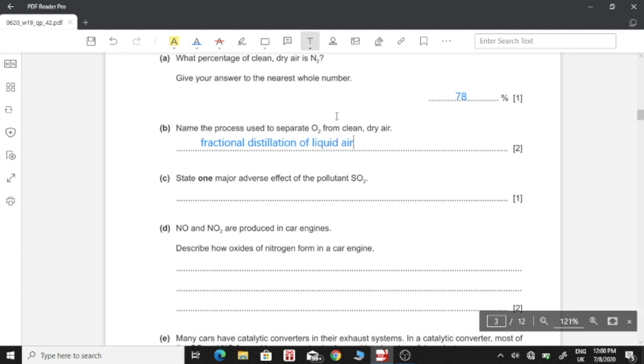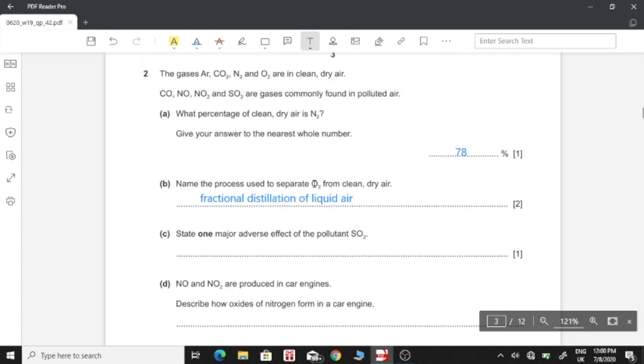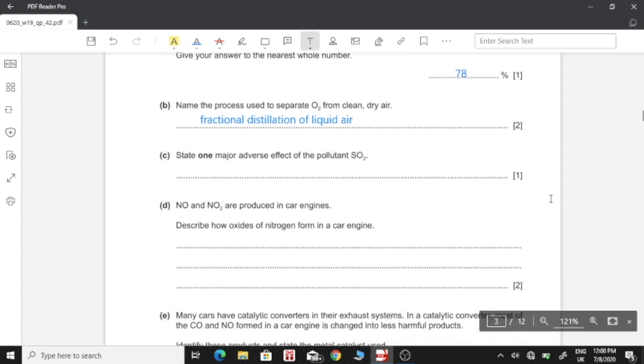The way that we do this is that we boil all of the gases, nitrogen, oxygen, argon, and then we let it condense. So the gases then condense in separate chambers according to their boiling points.